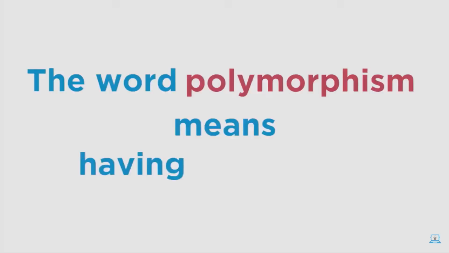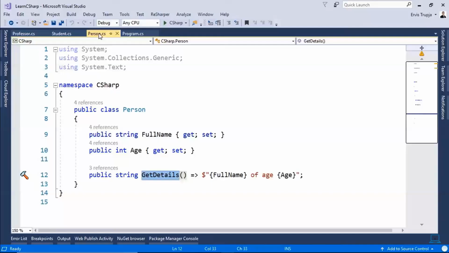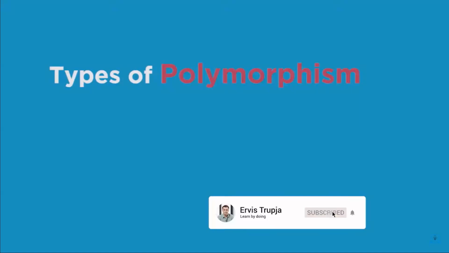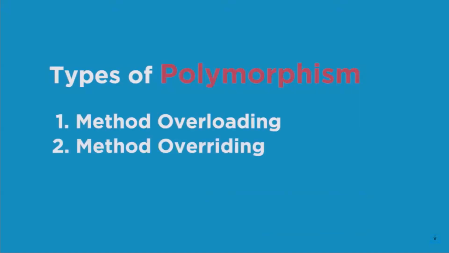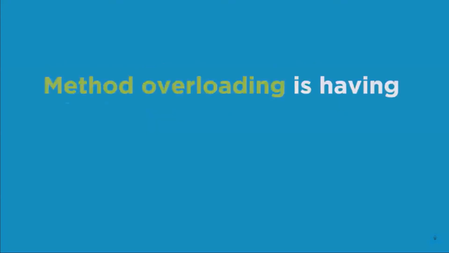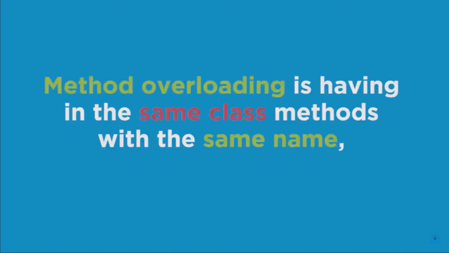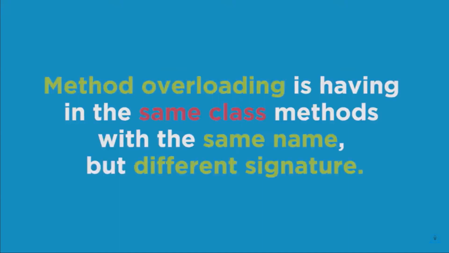The word polymorphism means having many forms. And in C# it is a concept where a method can be defined more than one time. We have two types of polymorphism. We have method overloading and method overriding. Method overloading means creating multiple methods in the class having the same name, but different signatures, so different parameters.